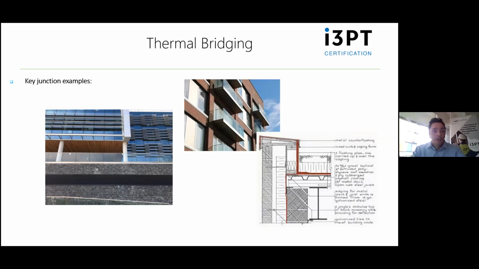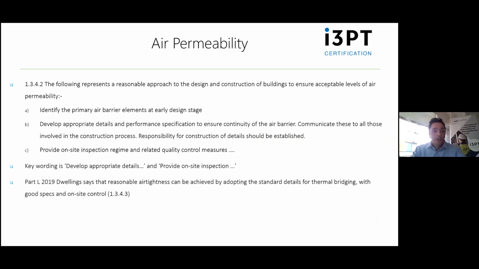For air permeability, the following represents a reasonable approach to design and construction of buildings. That is to: identify the primary air barrier elements at the early design stage, develop appropriate details and performance specifications, and provide an on-site inspection regime and related quality control measures. Key wording here is develop appropriate details and provide on-site inspections.